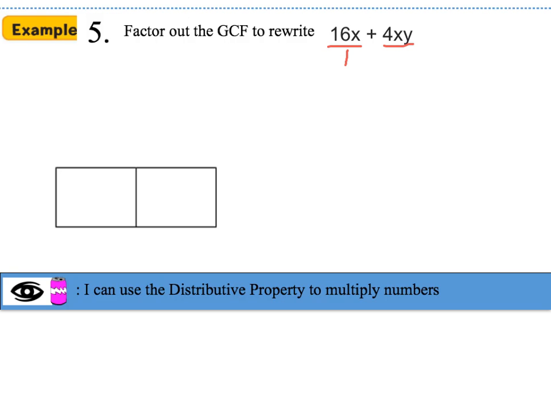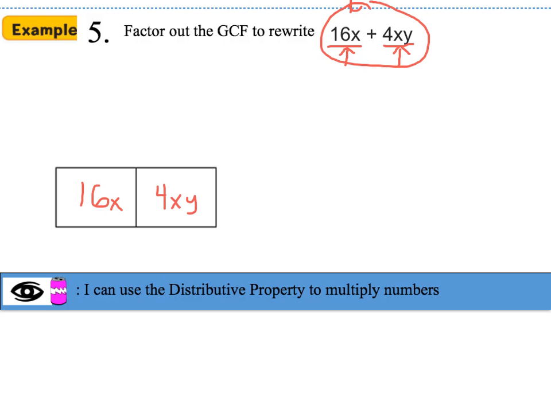This has an x, but this has an x and a y. So this one's missing a y, so you cannot combine them. But what we can do is we know that there are no parentheses, and these items can go inside of the model. So this becomes 16x, and on the other side we can write 4xy.